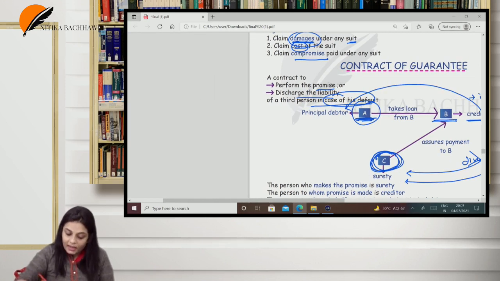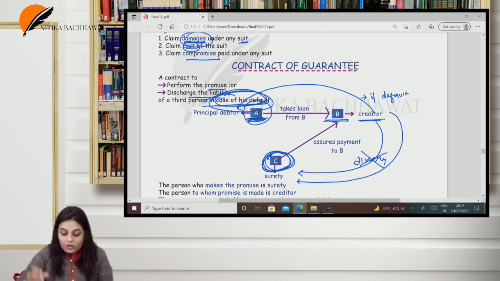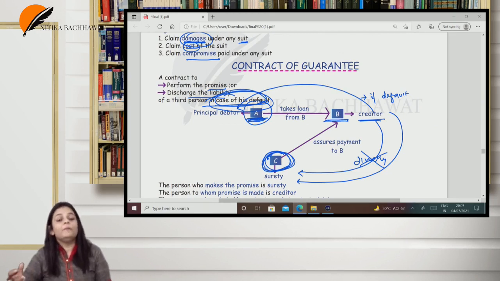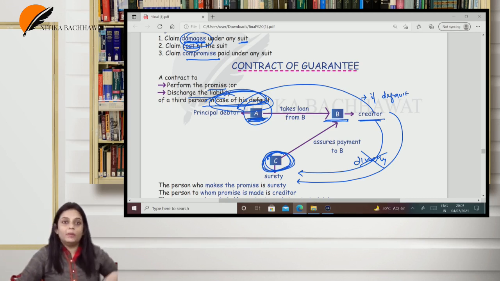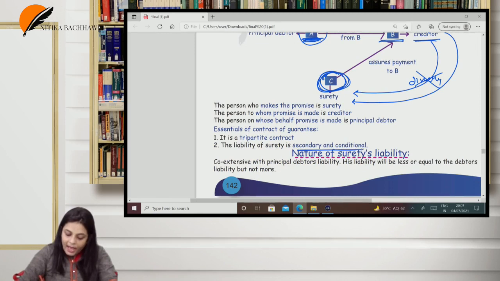Because see, in case of his default, I am not liable to pay. I am liable to pay when he defaults. So on the due date, the creditor cannot directly come and sue me. He has to go to the principal debtor. If the principal debtor fails to pay, only then he can come to me for the payment. I hope it is clear to everyone. Yes, so that is the reason we say that the liability of the surety is secondary and conditional. Right? The liability of the surety is secondary and conditional.